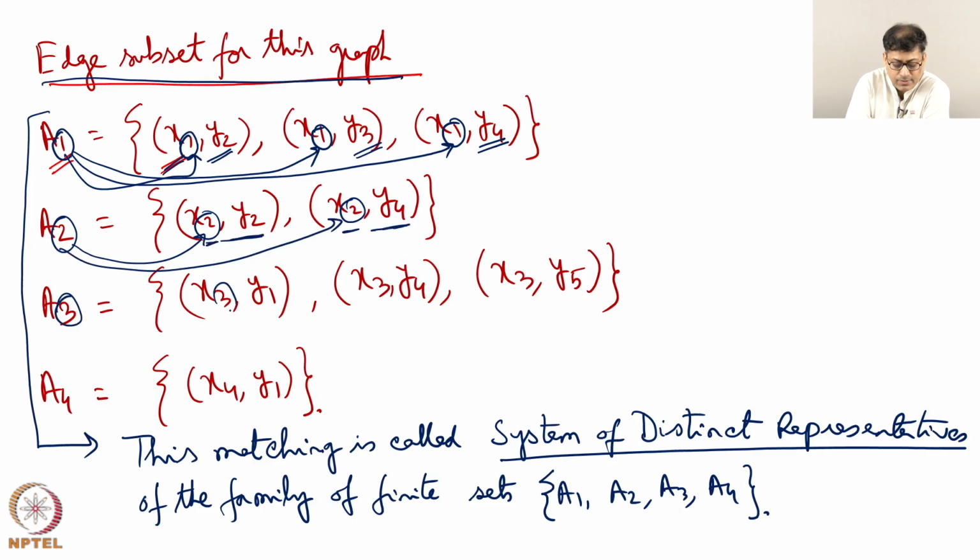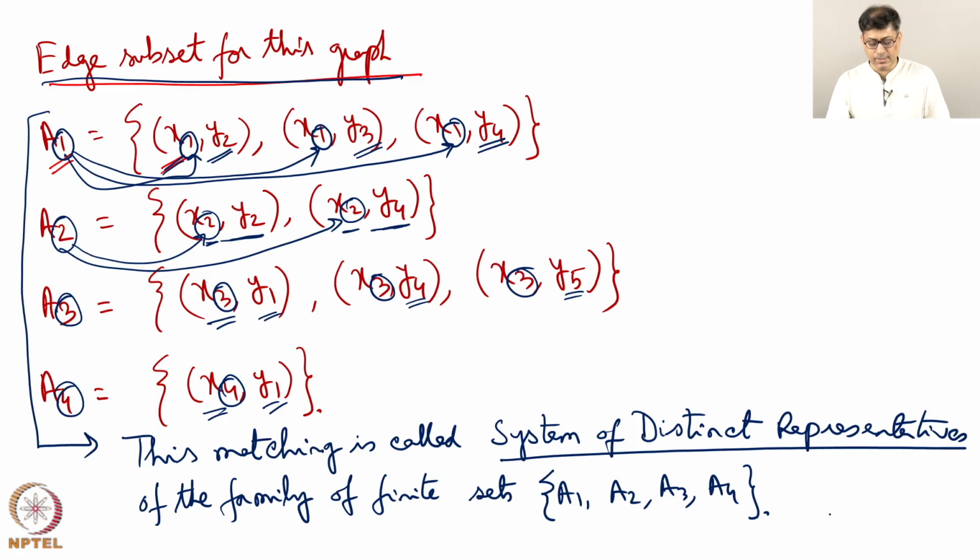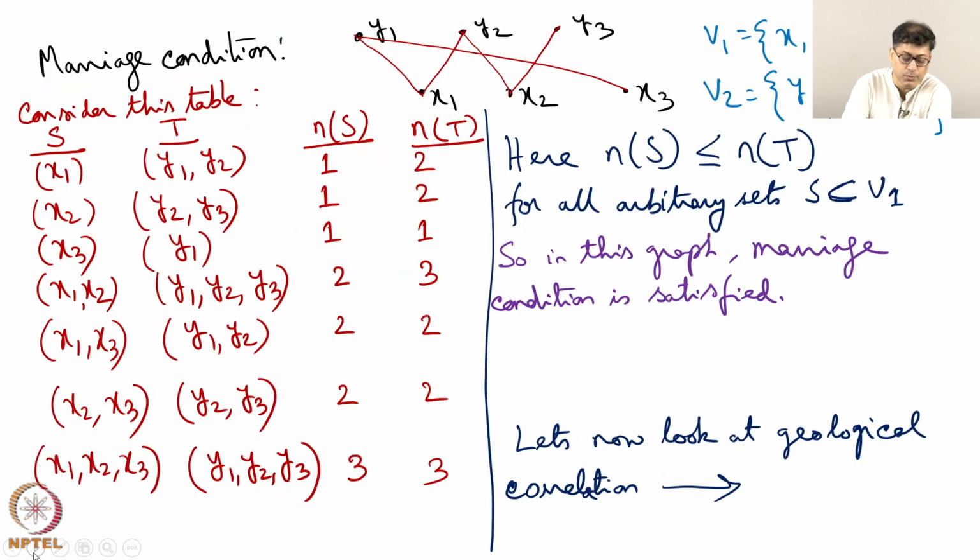A3, 3 is over here, 3 is over here and 3 is over here. X3 can be linked with y1, y4 or y5. A4, this 4 is over here, x4 can be linked with y1. Now, this matching is called a system of distinct representatives of the family of finite sets A1, A2, A3 and A4. I may not enter into its detail, but the interested students can look into it and see in what way in biostratigraphy this concept can be added. I leave it up to you.